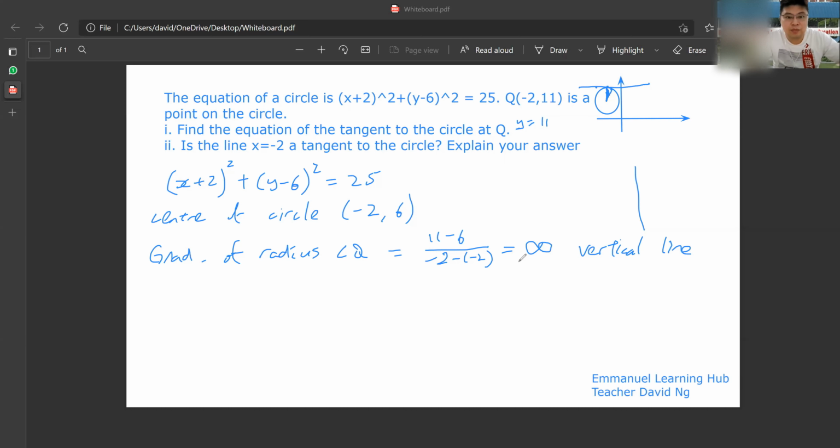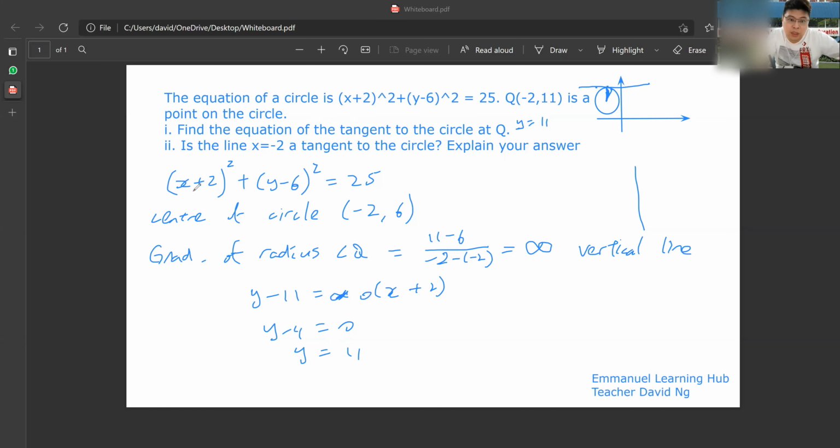Understand? Because y minus 11 is equal to infinity, but this is 0. A horizontal line is 0 times x minus 2 is plus 2. So 0 times anything is 0. So y equal to 11. So the equation of the tangent is y equal to 11. You understand now? This is the working.